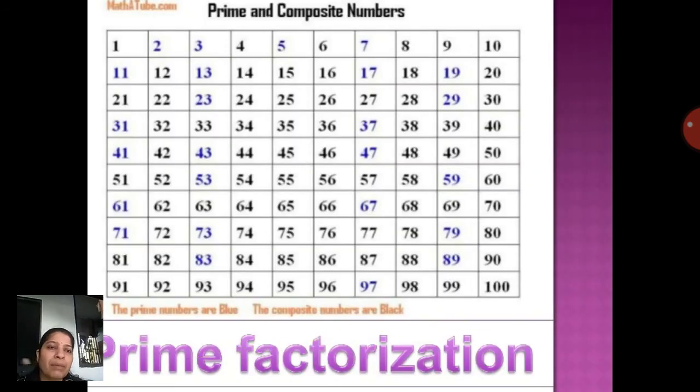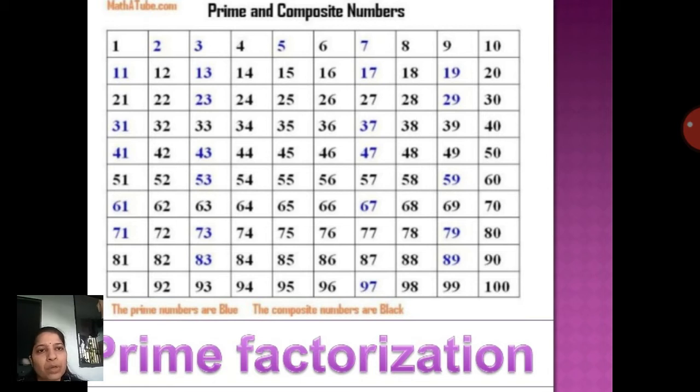Then we have seen prime factorization. You know very well what prime factors and composite numbers are. I am also showing you the sieve of Eratosthenes, in which the numbers marked in blue are the prime numbers, as 1 is neither prime nor composite. 2, 3, 5, 7, 11, 13, 17, 19, you can see till 100 I marked them in blue. These are the prime numbers.